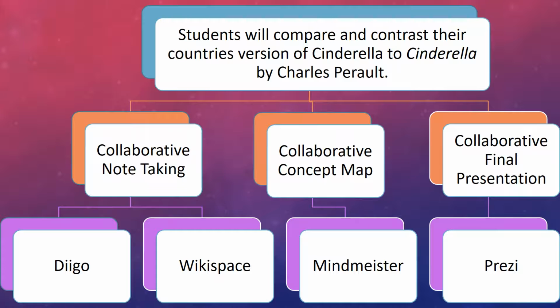The lesson objective in collaborative learning. Students will compare and contrast their country's version of Cinderella to Cinderella by Charles Perrault. Collaborative note-taking, a collaborative concept map, and a collaborative final presentation will be created. For the note-taking, students will use Diigo and Wikispaces. For the concept map, they will use MindMeister, and for the final project, they will use Prezi.